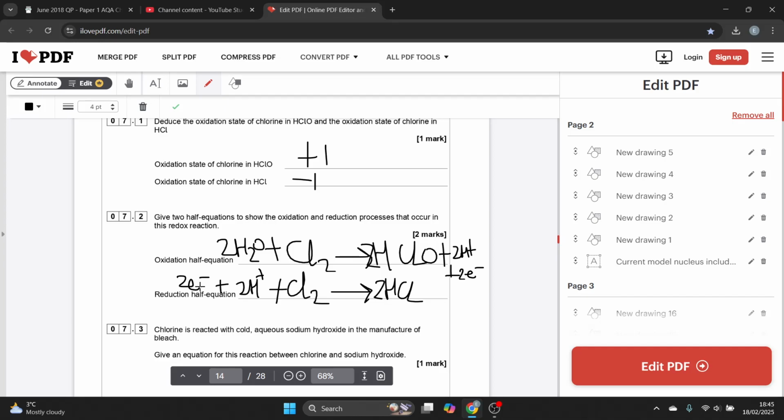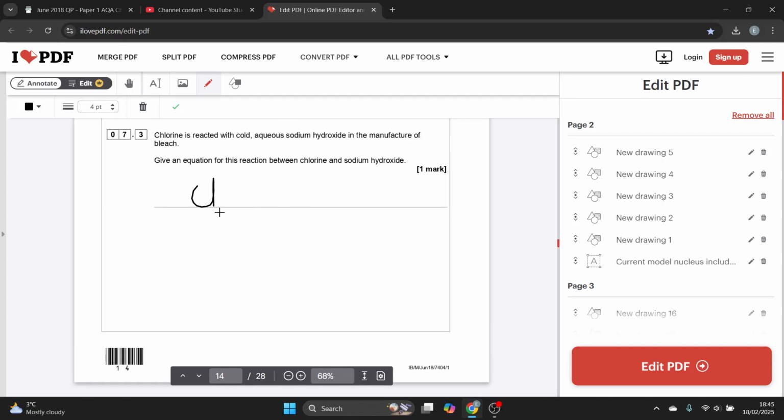What I was thinking about is adding water, because I thought you can only add water molecules for H pluses. No, you add water molecules for oxygens. If you need to add H plus ions, you just add H plus ions, and that's something I completely forgot. So, Cl2 plus 2H2O gives 2HClO plus 2H plus plus 2e minus, and Cl2 plus 2H plus plus 2e minus forms 2HCl. Plus 1, minus 1.